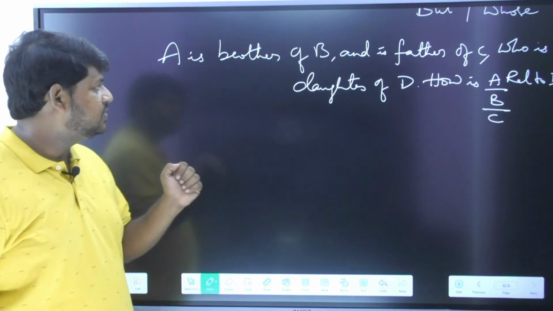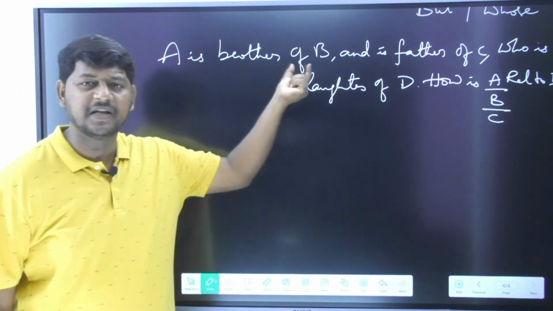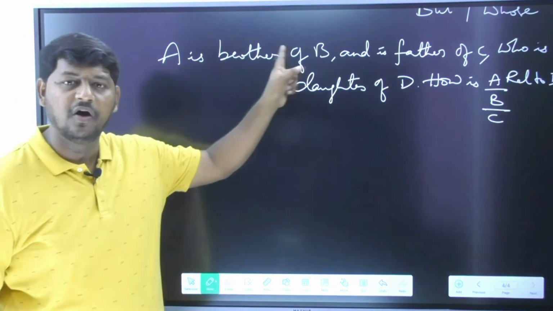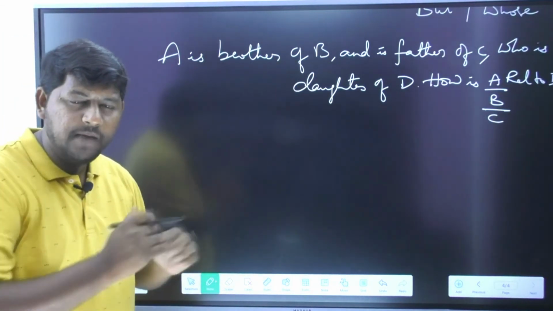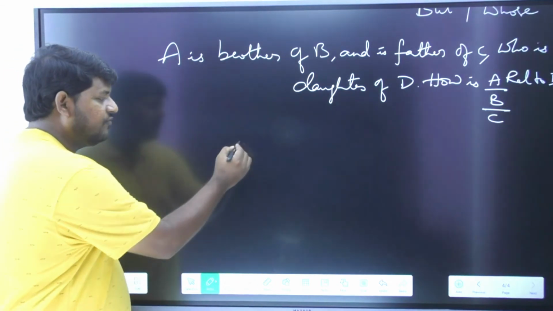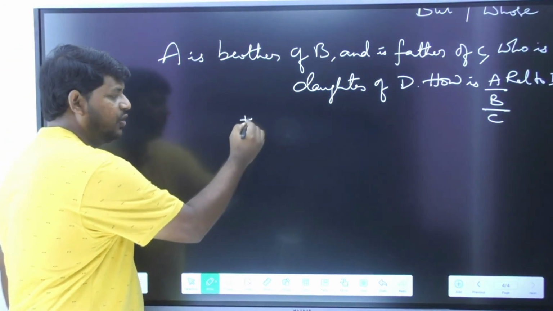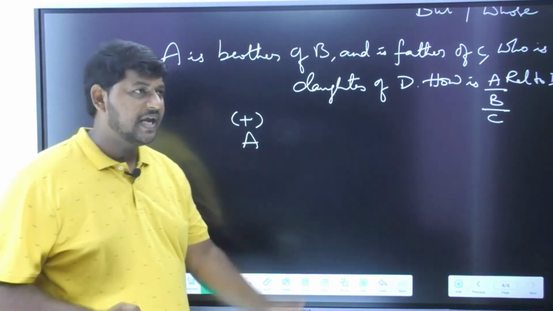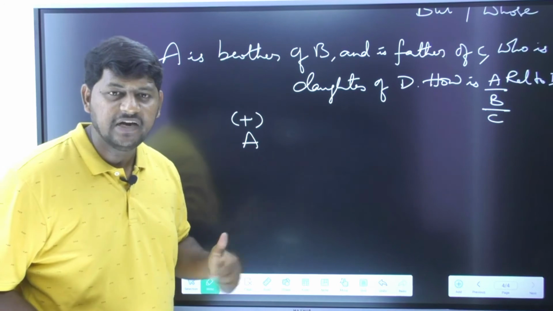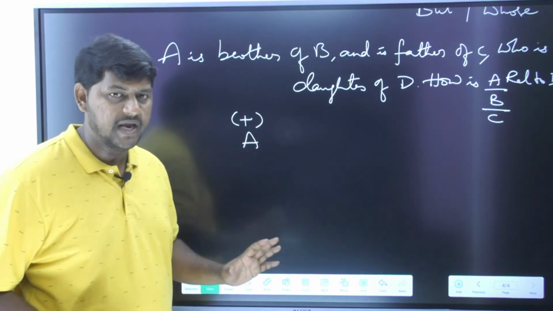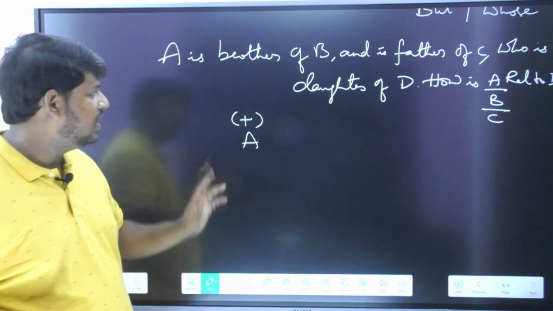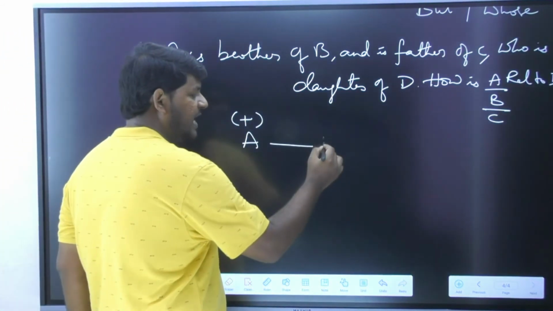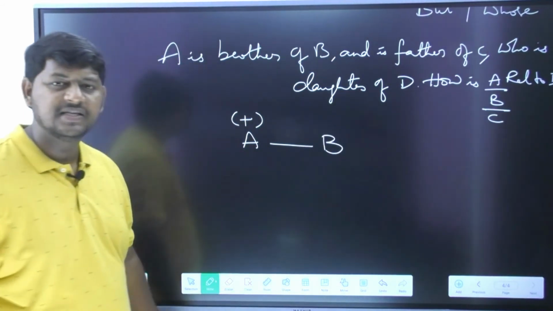Now observe here, A is brother of B. You got a very clear information that A became the brother of whom? B. When A became the brother, I can confirm the gender of A as male. Do you accept? Yes, because he became the brother. When A became the brother, I can confirm the gender of A as male without having any doubt. Now he became brother for whom? B. So both A and B are going to stay in the same generation.